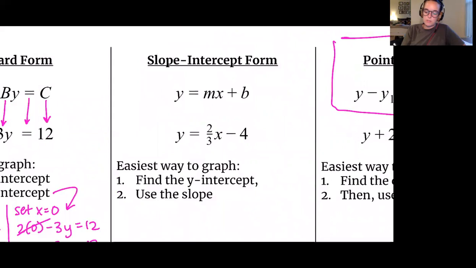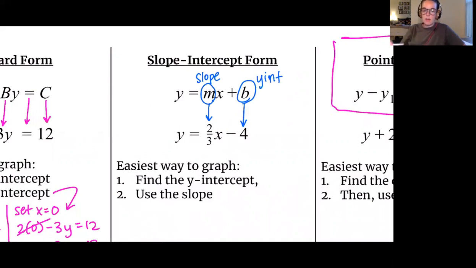So slope-intercept form is y = mx + b. Remember that m stands for slope and b stands for your y-intercept. So that's why it's called slope-intercept form. Whatever number is in front of x is your slope. Whatever number is after x is your y-intercept.